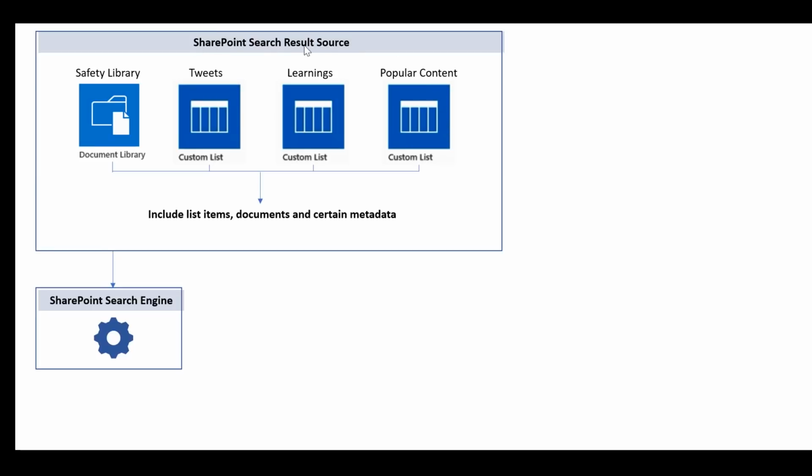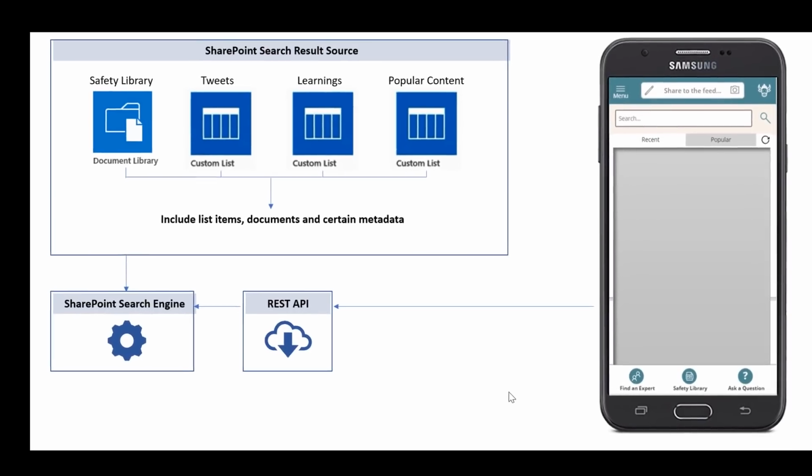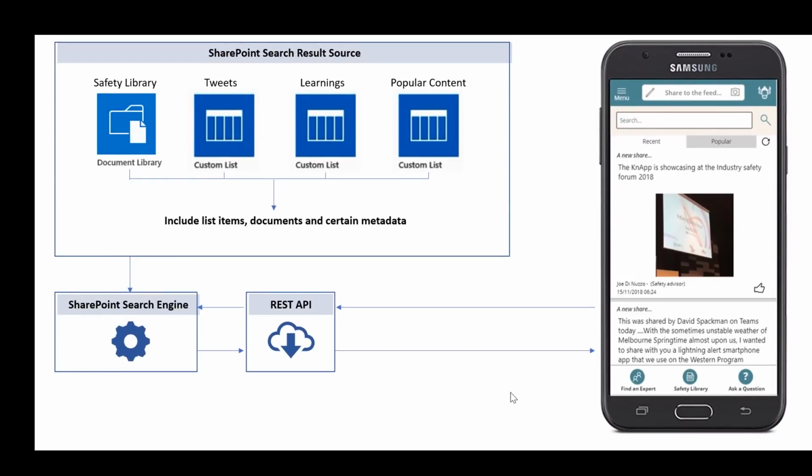So that is configured as a SharePoint result source, and then we basically say to that result source, those are the locations, but we're only interested in list items, documents, and certain columns and metadata. That all gets processed into the SharePoint search engine. From there, it's accessed through a SharePoint search API, and when the app loads up, you can see here that we have no feed right now. It basically talks to the SharePoint REST API and says, give me the last 50 results. And then back comes that data and it is viewable inside the app.